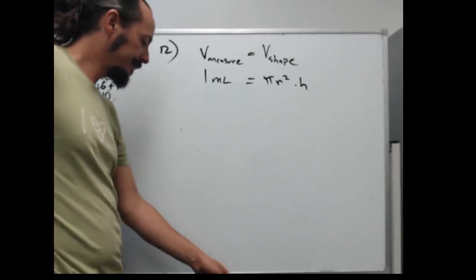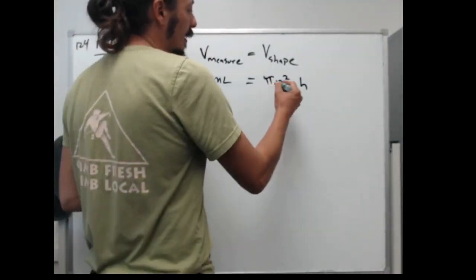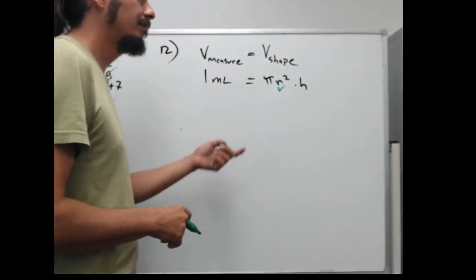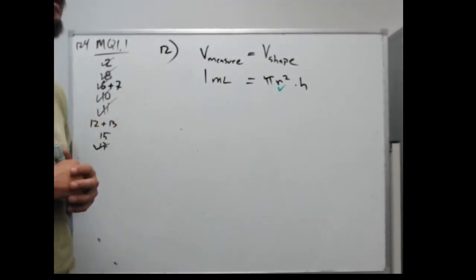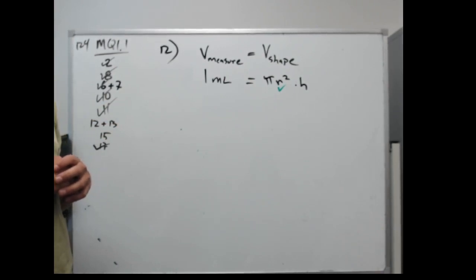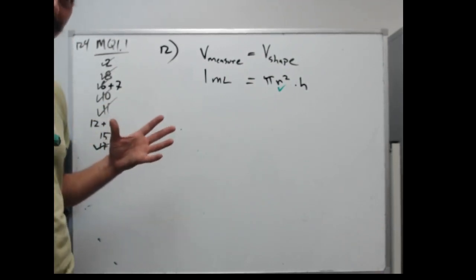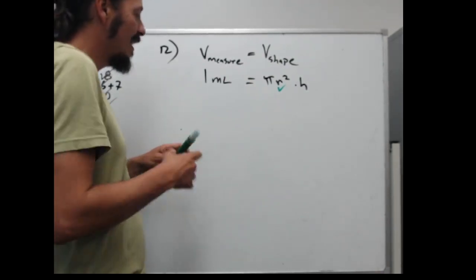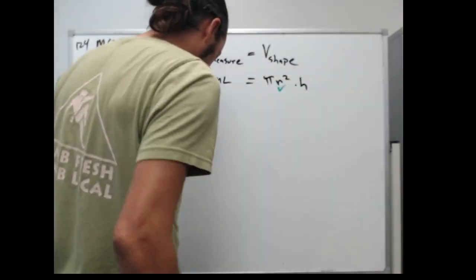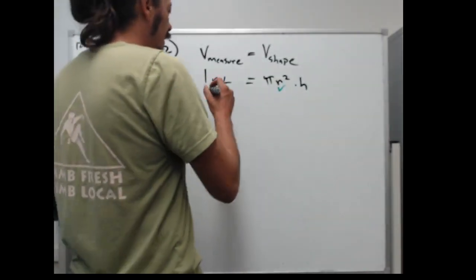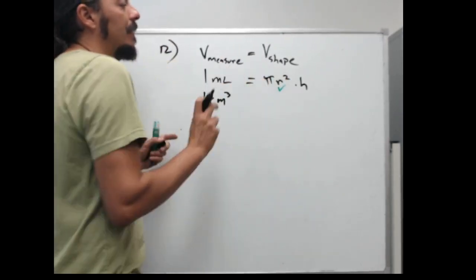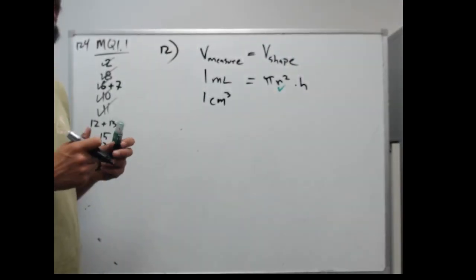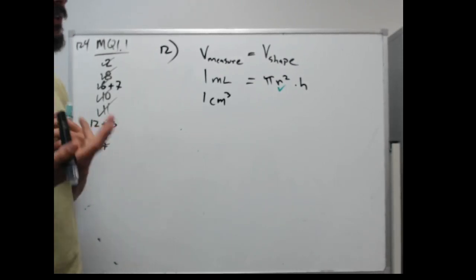In the problem, we are given r, pi is a constant. I just have to make sure my units match and rearrange. It's like, oh, that's it, right? The places to be careful: 1 milliliter is 1 centimeter cubed. The inside is given in a diameter rather than a radius, so make sure you cut it in half.